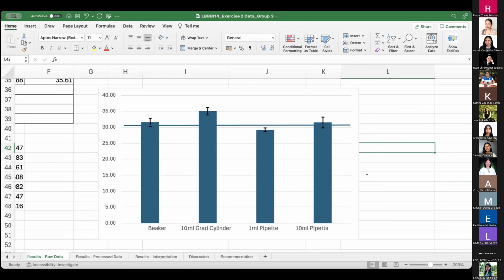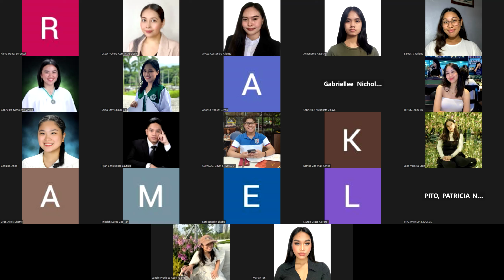Now, just some additional things for you to remember regarding the information that you're going to present. First, decimal places. Dun sa mga graphs na nakikita ko kanina. Sige, group 3, you can stop sharing na. Merong iba, sobrang daming decimal places. Yung iba naman wala. Yung iba 2, yung iba 1.